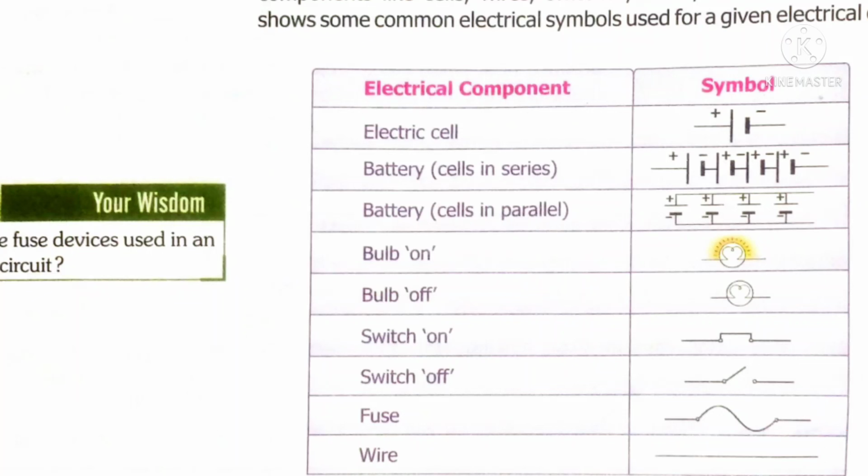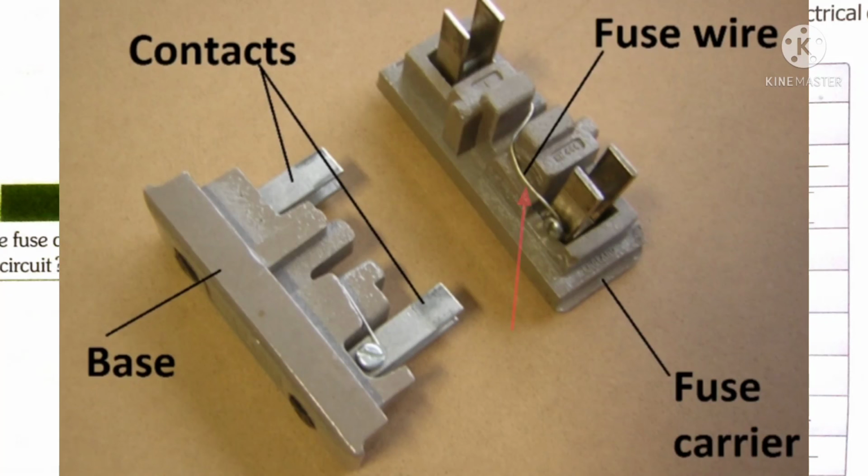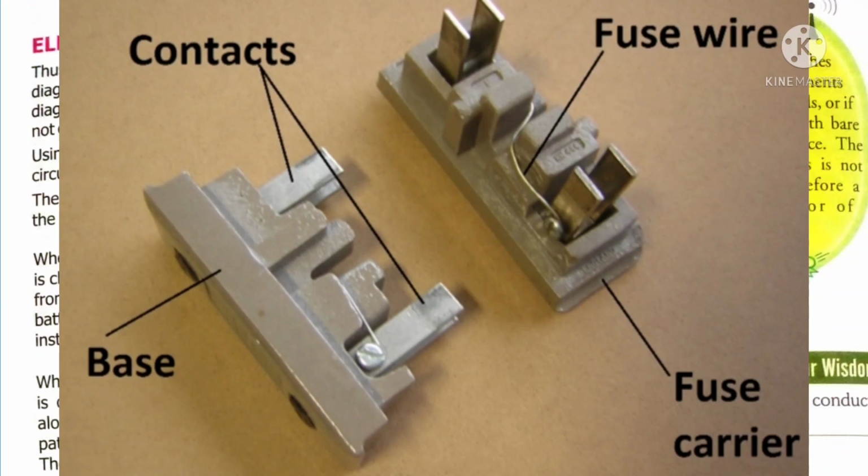By giving symbols, you are asked to write the electrical component of the symbol, or name the electrical component by seeing the symbol. Do you know why we use a fuse device in an electric circuit? If there is more electric supply, what happens? The appliances get damaged. In order to avoid this damage, a fuse is connected in the circuit. Then what is the role of the fuse? Due to high electricity, the fuse will melt and the circuit will be disconnected.